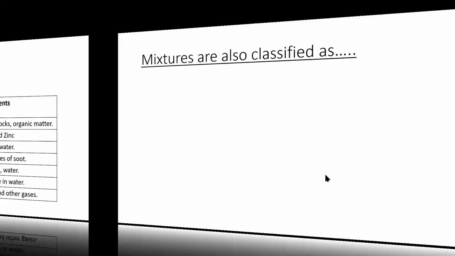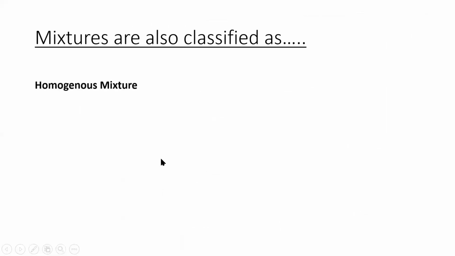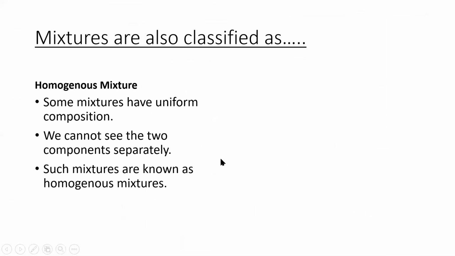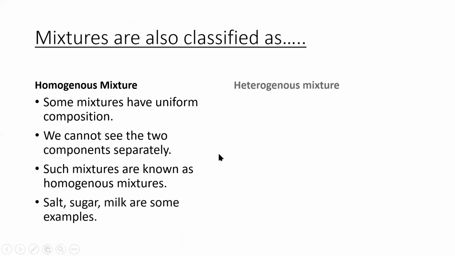Mixtures are also classified as homogeneous mixture and heterogeneous mixture. Let's try to understand what these are. Some mixtures have uniform composition. We cannot see two different components separately in the phase of the mixture. Such mixtures are known as homogeneous mixtures. Salt, sugar, milk are some of the examples.